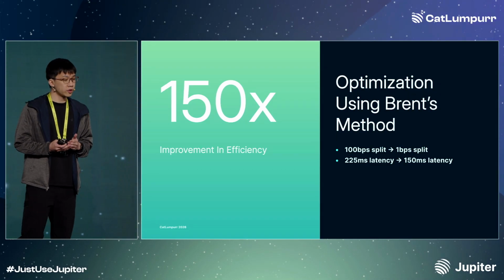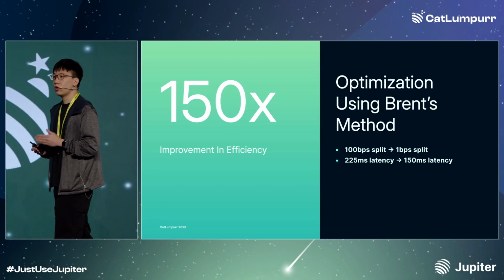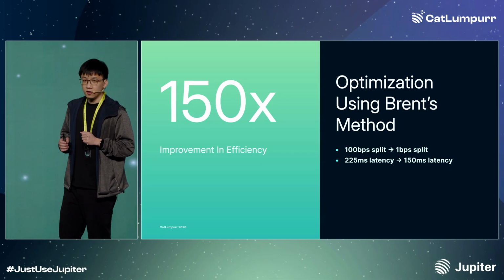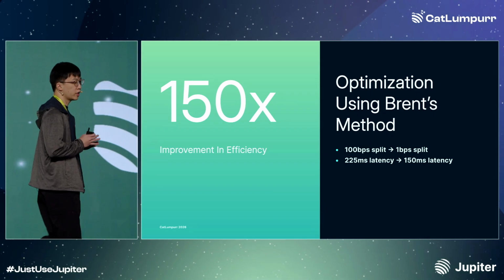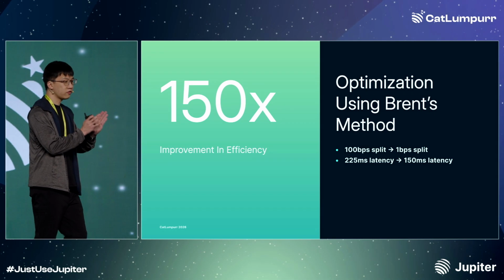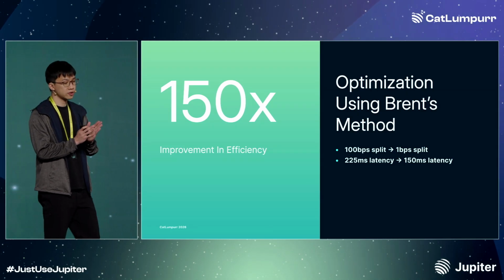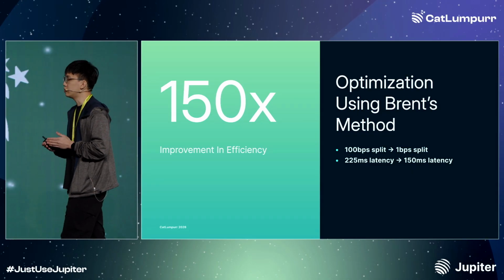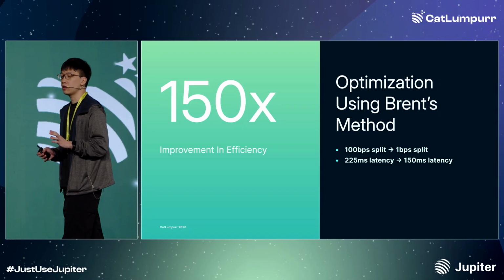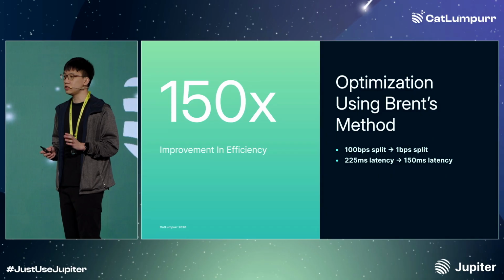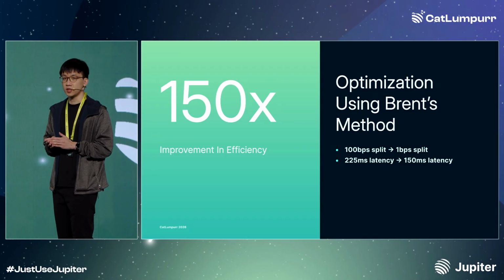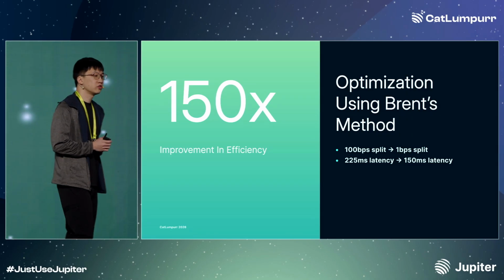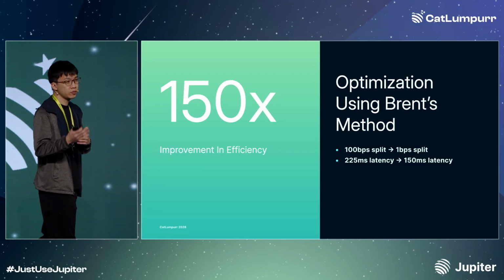Firstly, we have optimized our routing algorithm by more than 150 times in terms of efficiency. We have done this by supporting splitting of liquidity into buckets of 1 bip, which is a significant improvement from the previous best of 100 bips. Yet, at the same time, we have managed to reduce the latency of routing from 225 milliseconds to 150 milliseconds. This means that you get to enjoy a better price and a snappier swap experience.